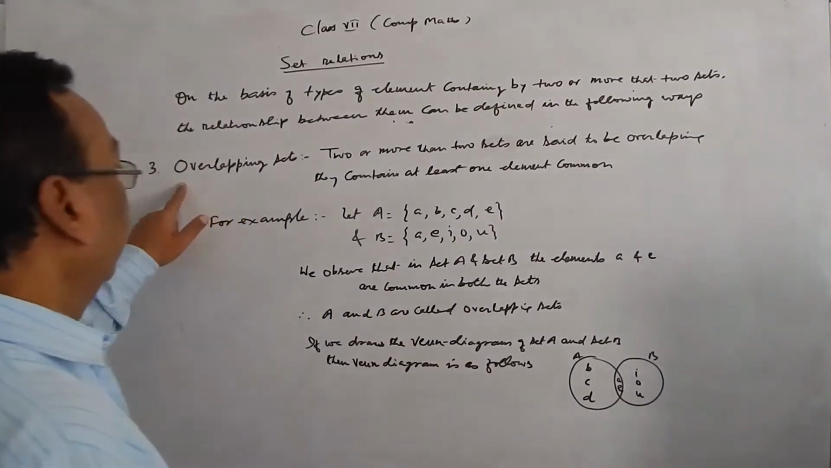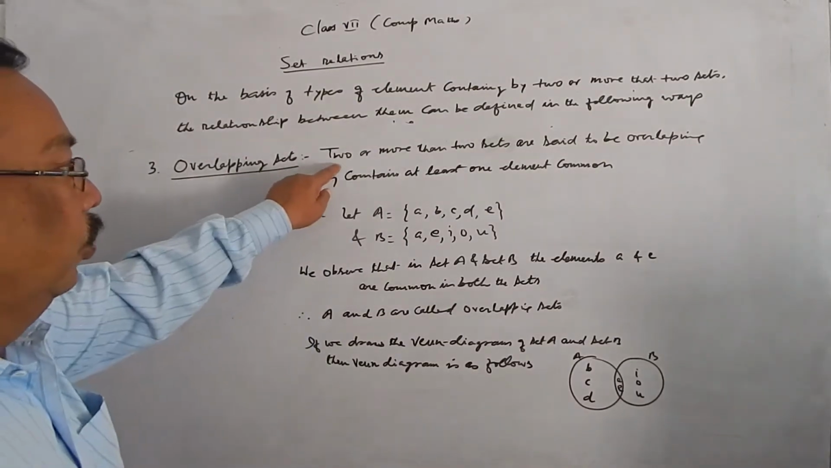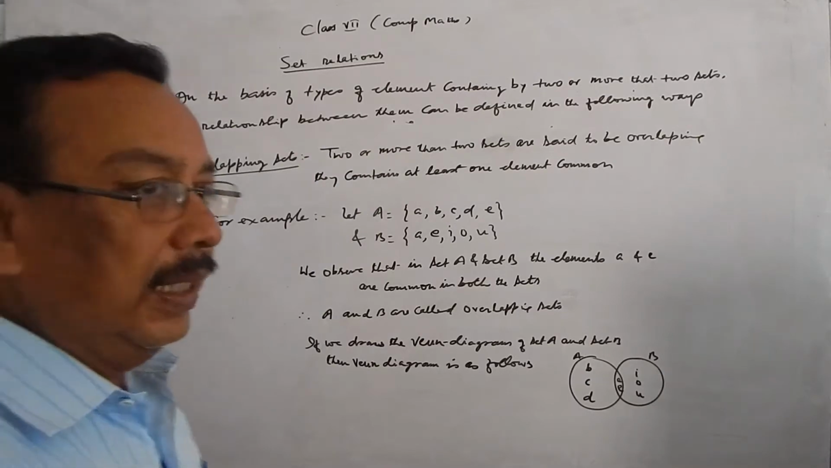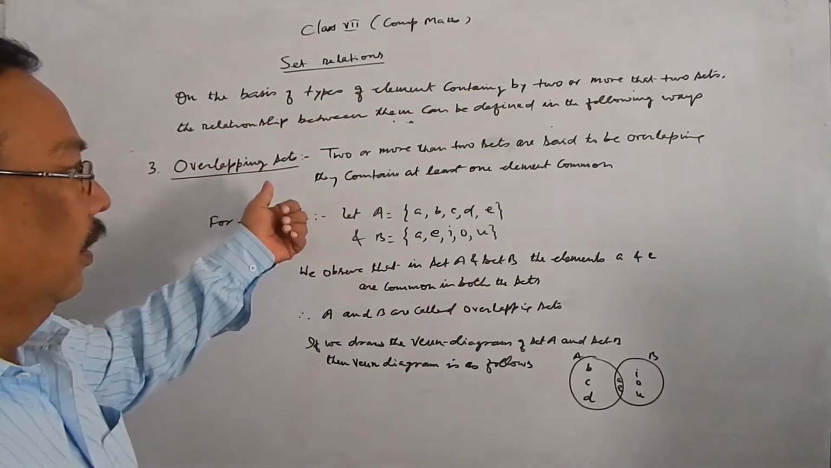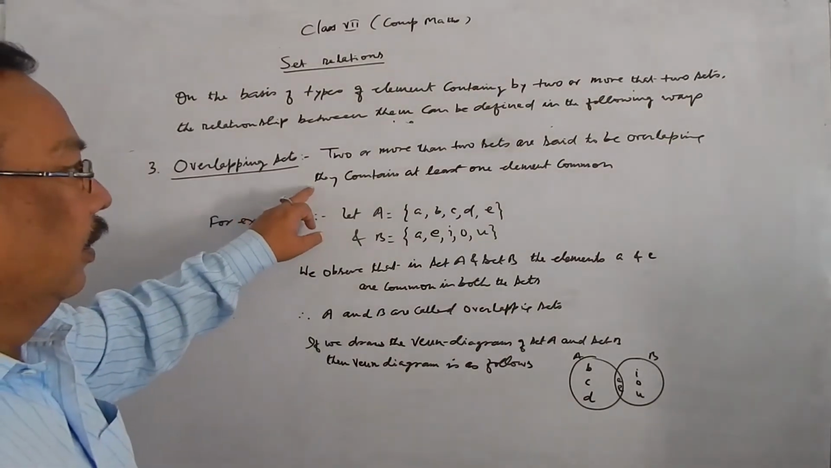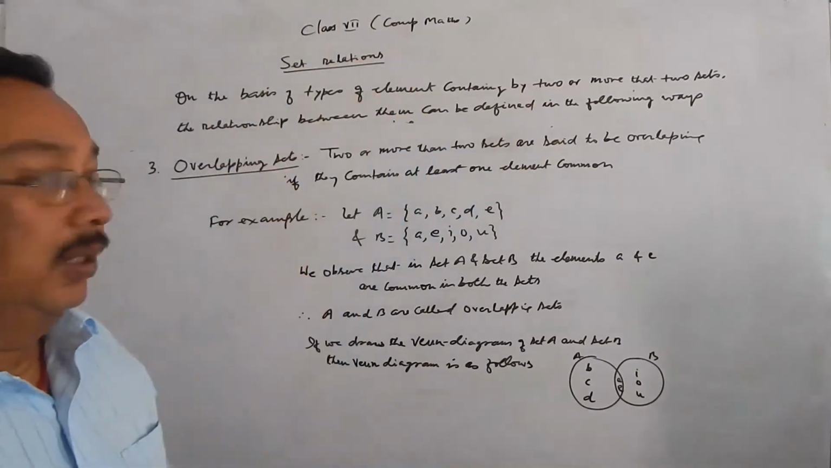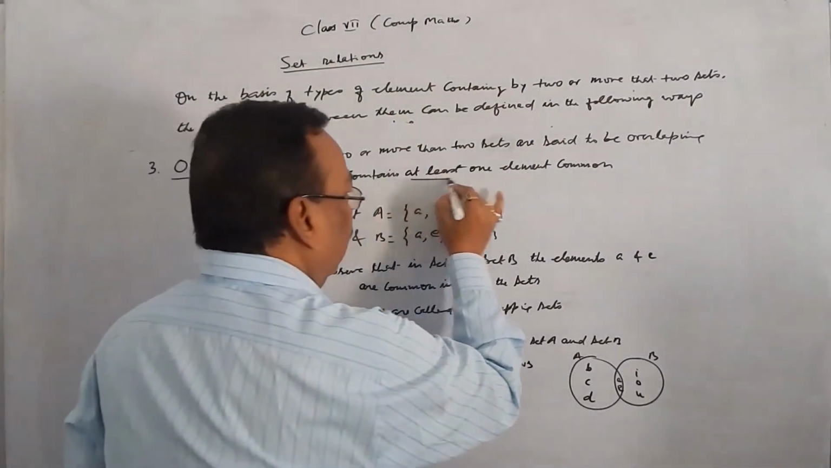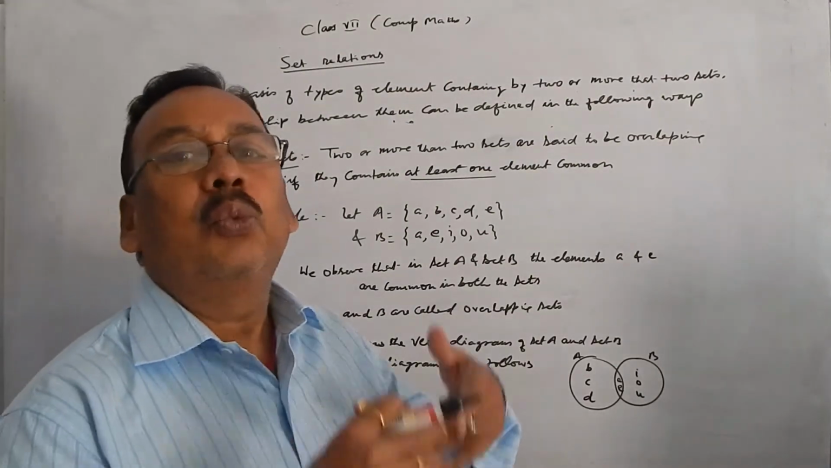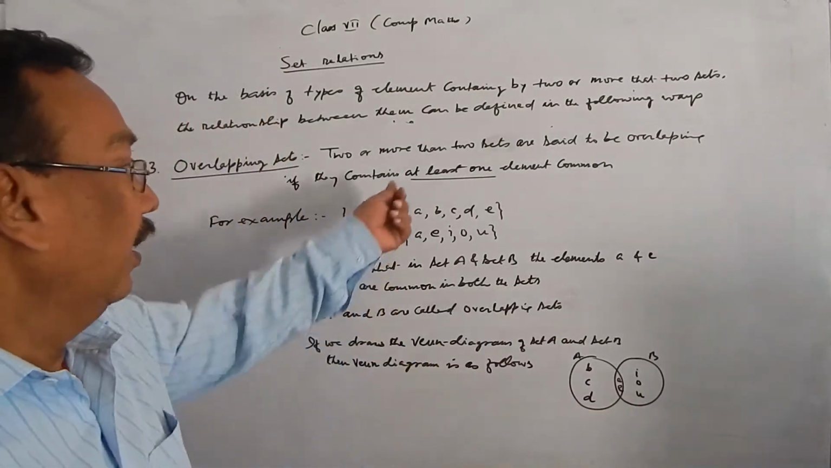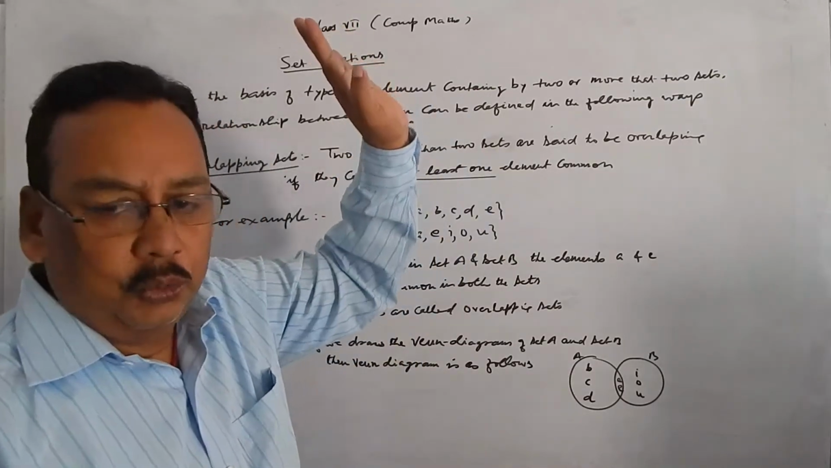Now we are going to the third, overlapping set. Two or more than two sets are said to be overlapping if they contain at least one element in common. At least one means one is essential, or more than one is possible.